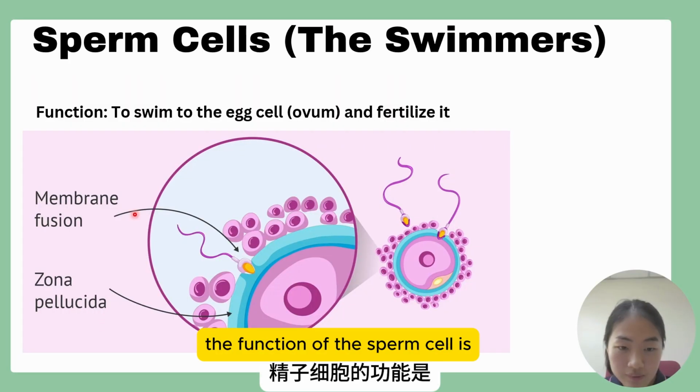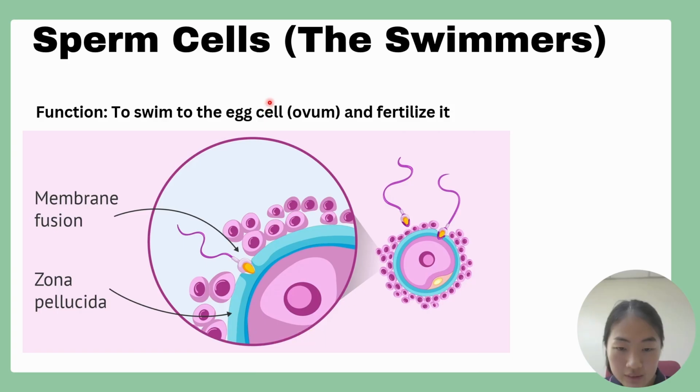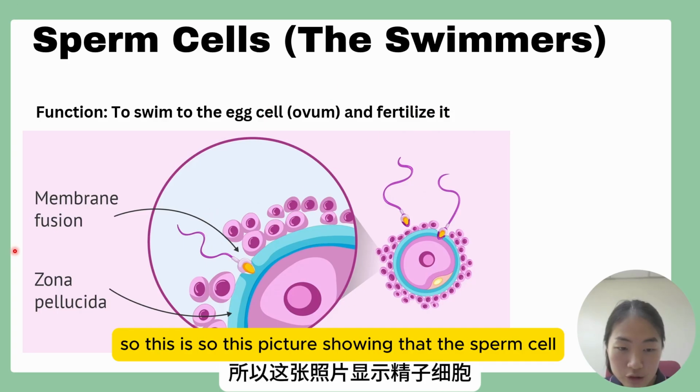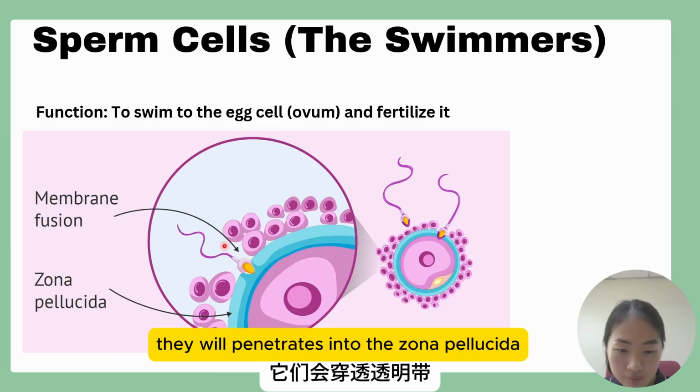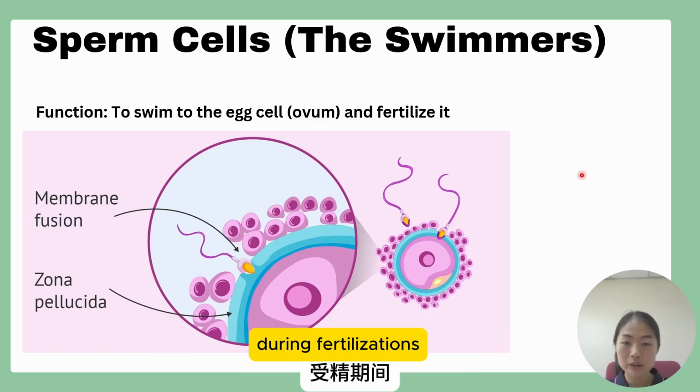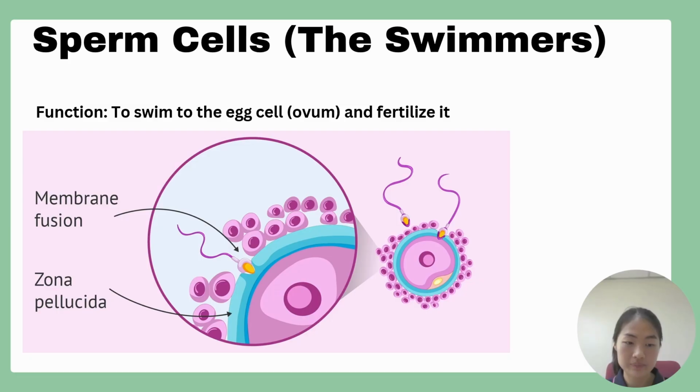The function of the sperm cell is to swim to the egg cell, which is the ovum, and fertilize it. This picture shows that the sperm cell will penetrate the zona pellucida, or the outer layer of the ovum cell, during fertilization.